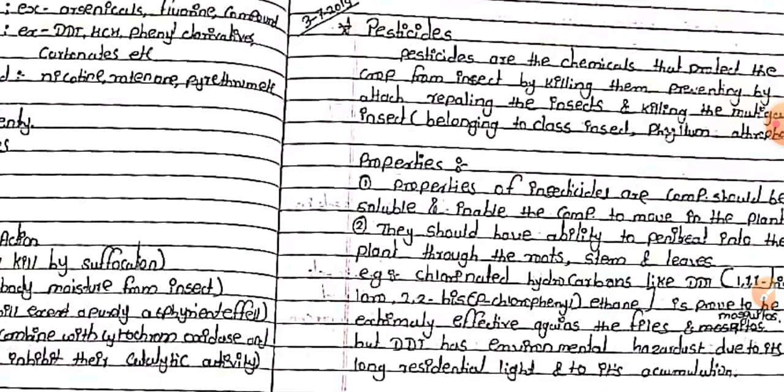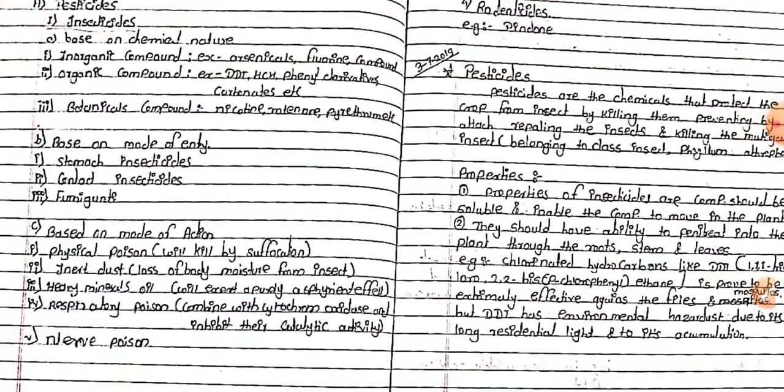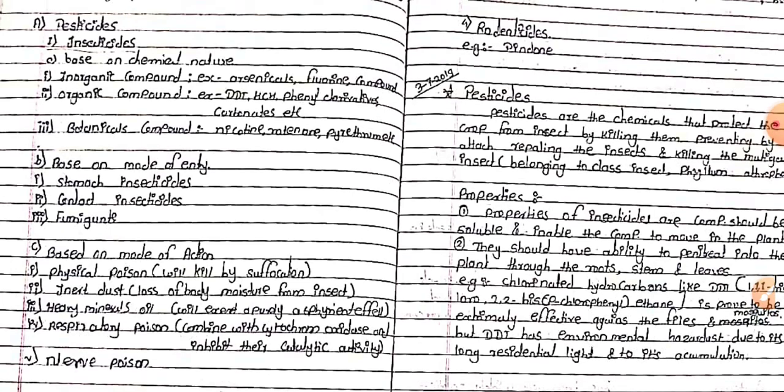We start with the insecticides. Insecticides are the chemicals that protect the crop from insects by killing them, preventing their attack, repelling the insects, and killing multi-stage insects belonging to the class Insecta, phylum Arthropoda.